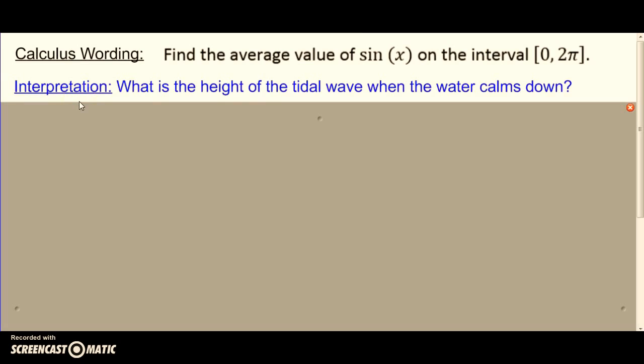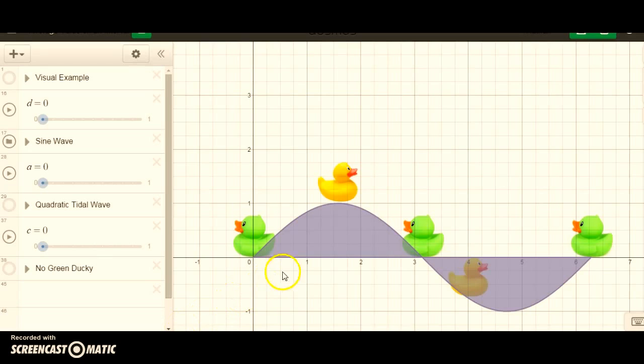So we're going to look at this problem here. It says find the average value of sine x on the interval 0 to 2 pi. This is the most common way to see it worded in a calculus book. And I'm going to interpret it as, what is the height of the tidal wave when the water calms down? We're going to take a look at this on Desmos. Right now I already have sine x from 0 to 2 pi graphed. I already have duckies shown.